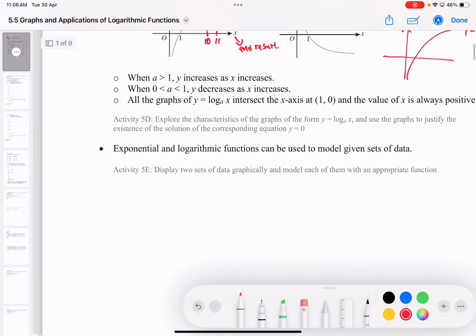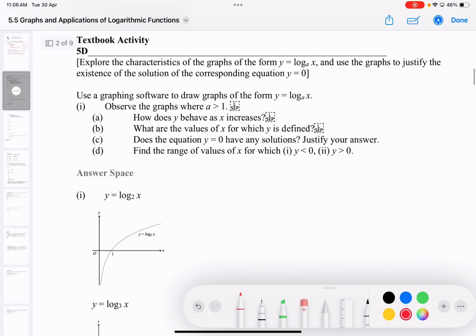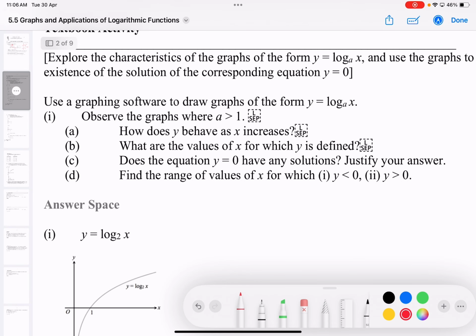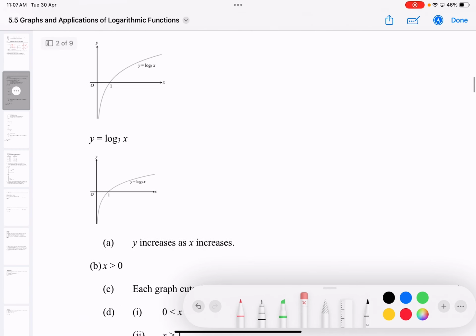Alright, the rest I am not going to go through. You can go back and read it. I basically went through everything that I wanted to cover in here, but if you are a little bit confused, you can go back and read it.